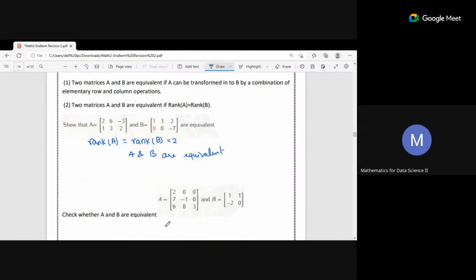What about these two matrices? Do you need to check anything, or can we straight away give an answer? They are not equivalent, because they do not have the same order.